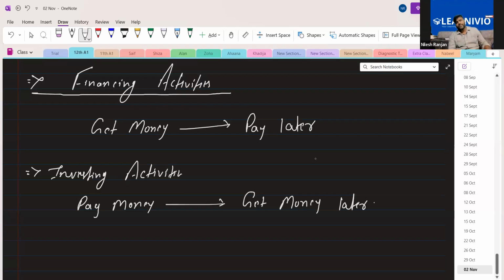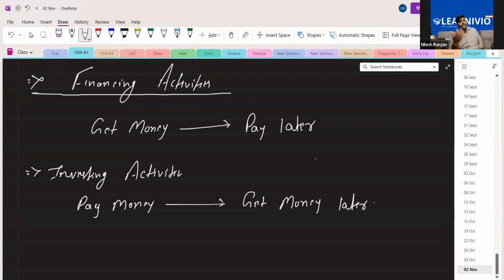Next is investing activities. Investing activities means anyone will invest money to get some return. So you are paying money first to get some return later. And it is related to non-current assets. In non-current assets, there are tangible assets, intangible assets, long-term investment, long-term loans and advances. Deferred tax asset is a different thing, so you leave that. All other items can be included in investing activities.